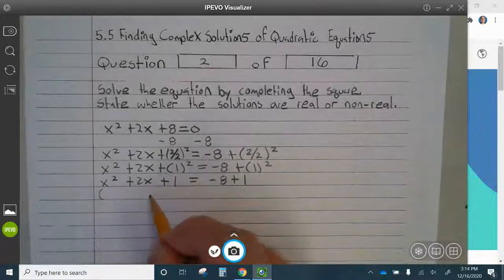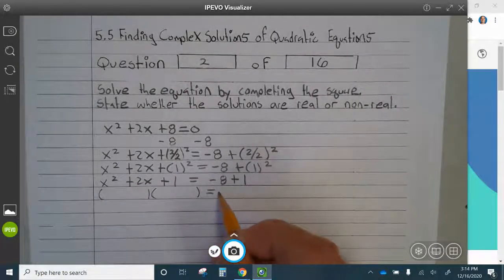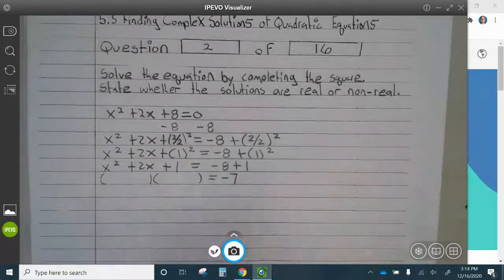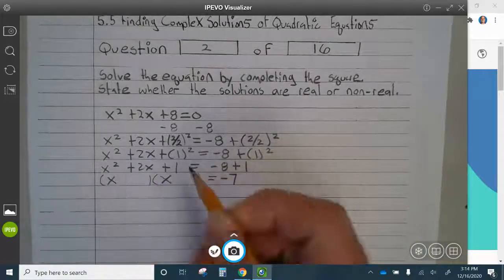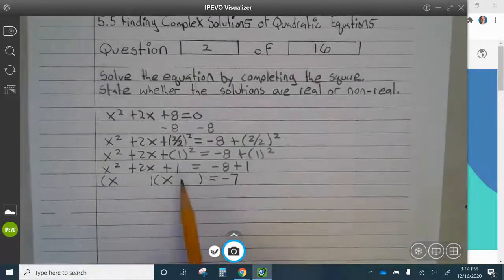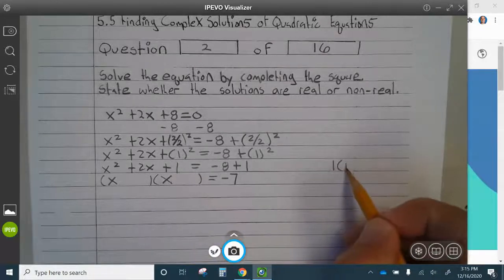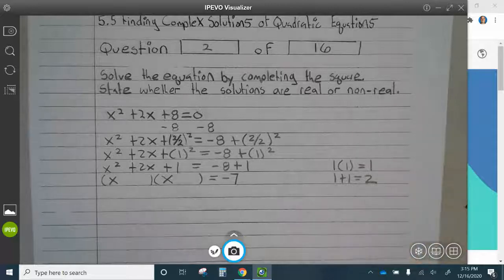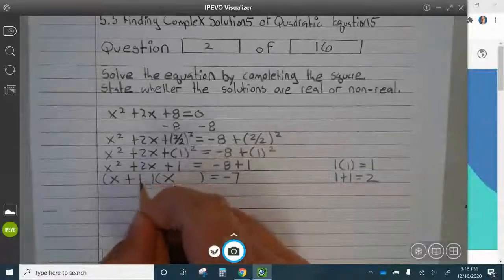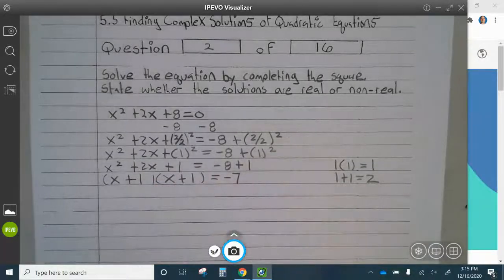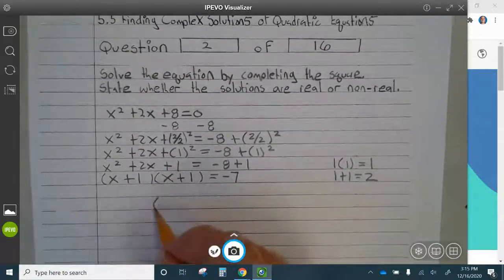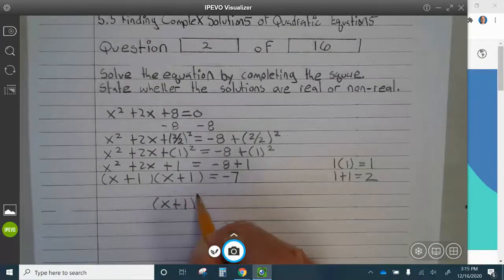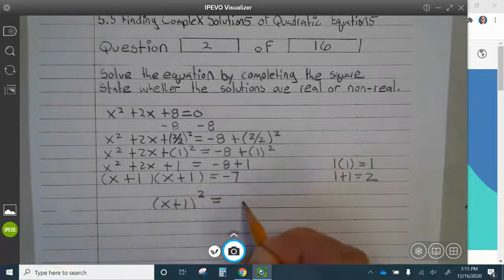Well, now we factor this. You know x and x makes x squared. Well, we ask ourselves, what do you multiply to give you 1 and combine to be 2? Well, 1 times 1 is 1, 1 plus 1 is 2. So that's (x plus 1)(x plus 1). Well, (x plus 1) times (x plus 1) is (x plus 1) squared equals -7.